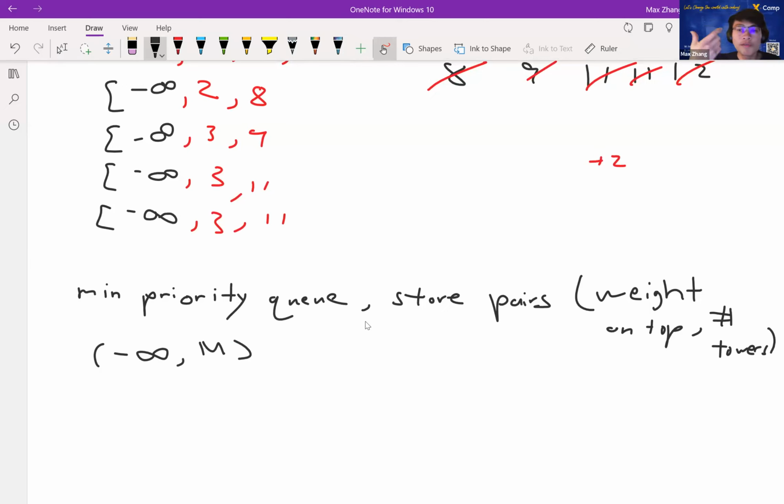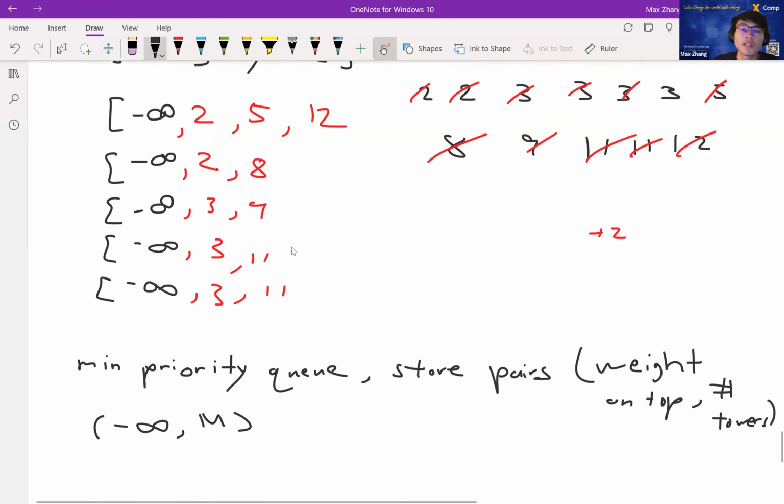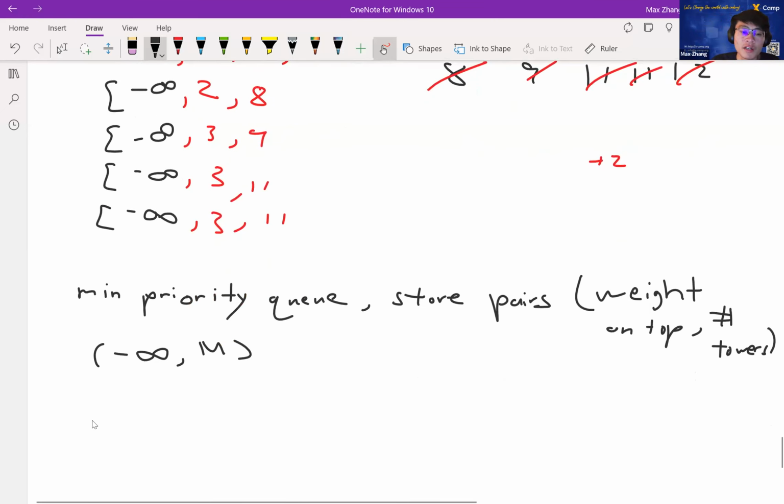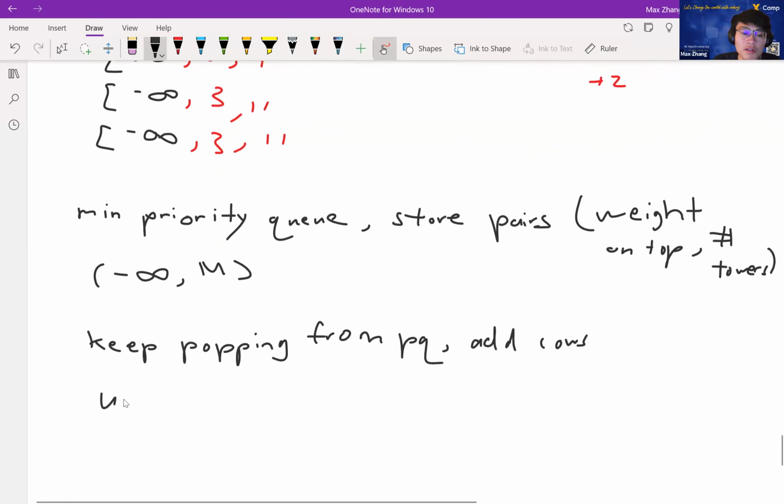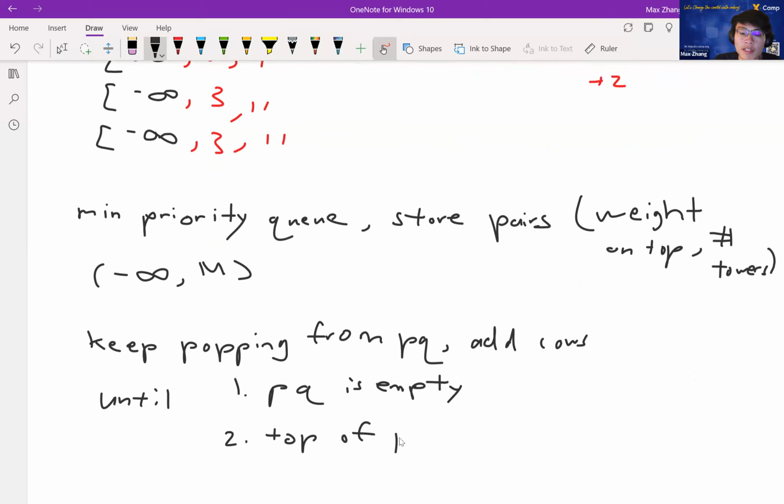And then what I'm going to do is go through each of the distinct weights one by one, and keep popping from this priority queue and add cows until two things happen. Either one, the PQ is empty, or two, the top of the PQ, the minimum weight, top of PQ plus K, is now greater than the current weight we're trying to place. So we can no longer place this weight cow anymore.